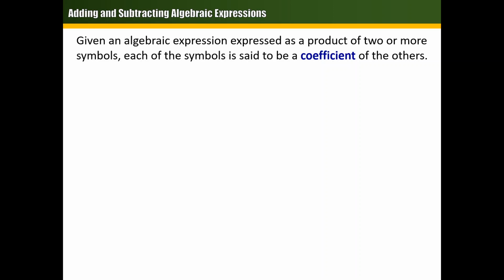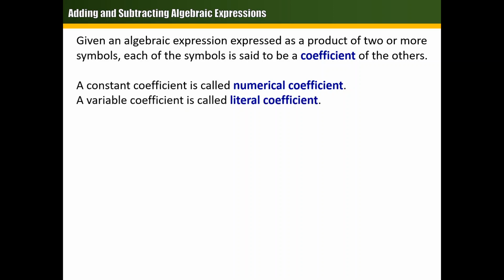is said to be a coefficient of the others. A constant coefficient is called numerical coefficient, and a variable coefficient is called literal coefficient. So consider yung 2xy. Doon sa ating 2xy na algebraic expression, ang mga symbols na meron tayo ay 2, x, and y. So ang constant coefficient natin ay 2, so ang 2 ay numerical coefficient. At yung variable coefficient natin ay yung xy.